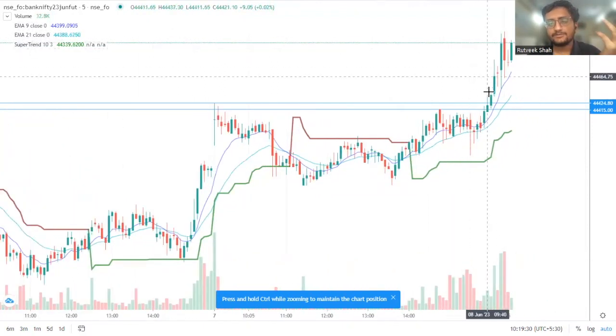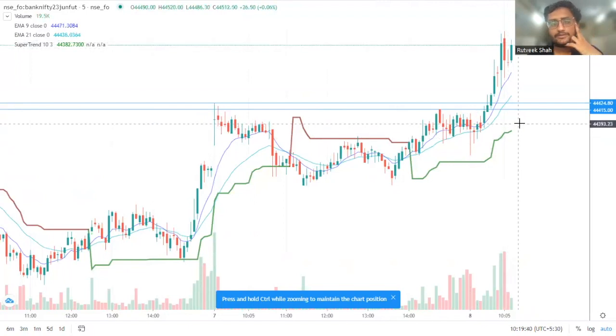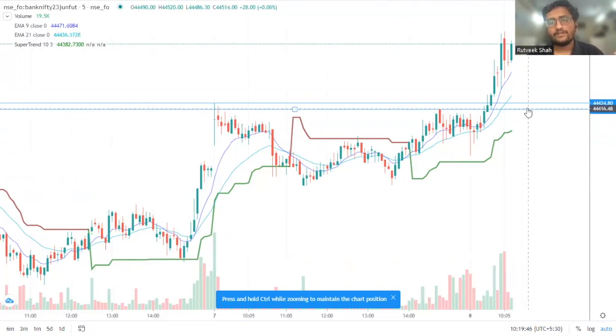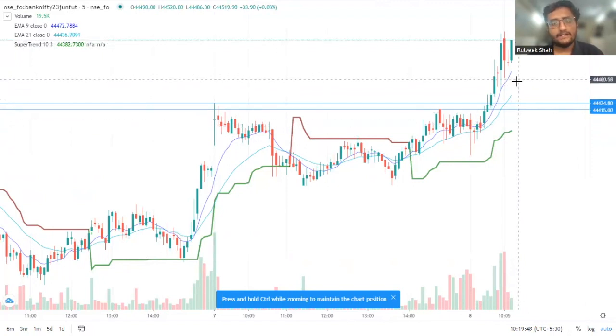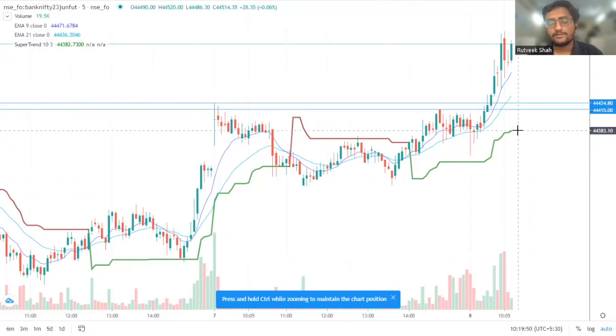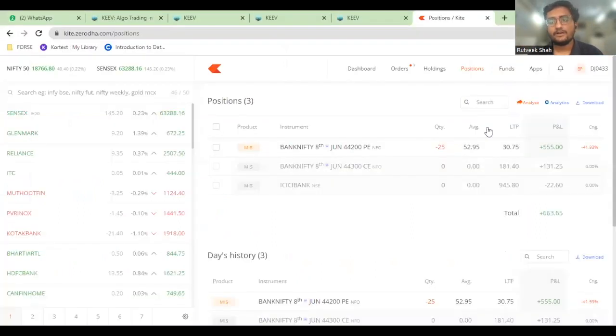We are tracking this position with Super Trend and with EMAs. Here we can choose to trail our put sell position in two ways. We can trail a put sell position with the 9 EMA, with the 21 EMA, and with the Super Trend. Currently, as we have seen, we have created a put sell position in Bank Nifty at 52 rupees, and we are currently earning approximately 20 plus rupees of premium on it.